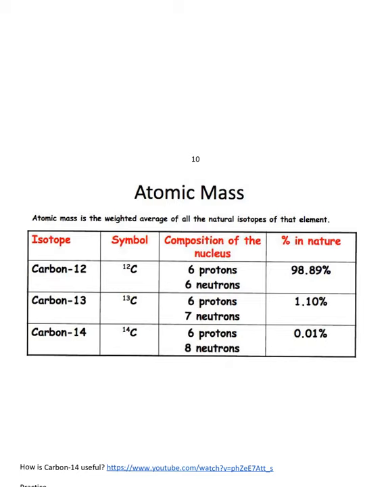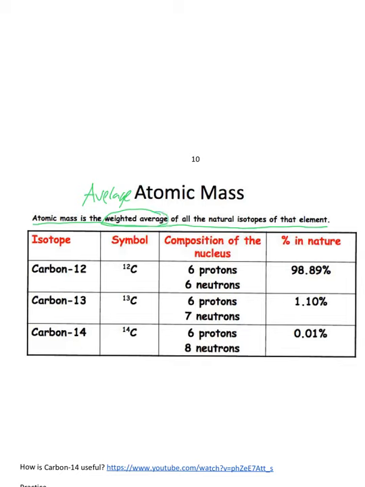What is the atomic mass of an element? Sometimes atomic mass is called average atomic mass. And this average atomic mass is a weighted average of all the natural isotopes of that element. So how do we calculate average atomic mass, and what is this weighted average?